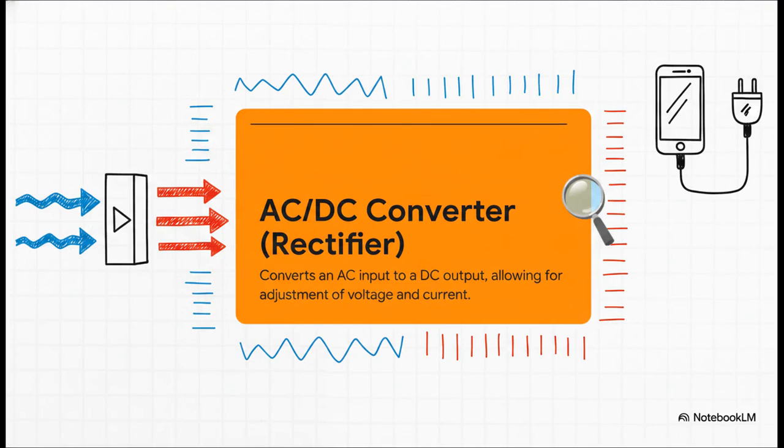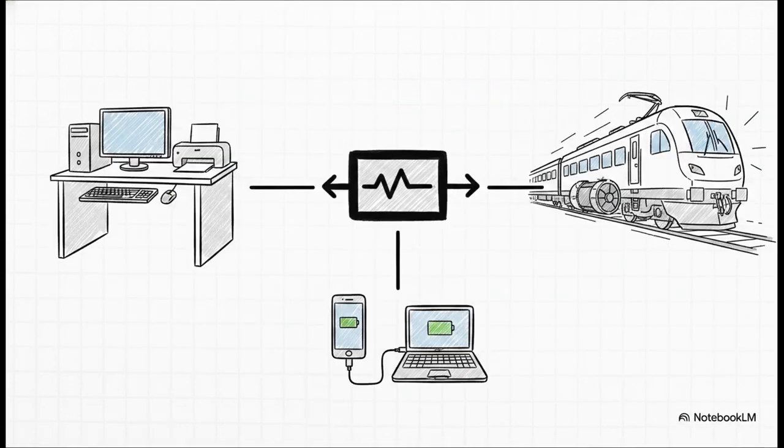First up, and by far the most common, is the AC to DC converter. You might also hear it called a rectifier. This is exactly what's inside your phone charger. The best way to think about it is like a one-way street for electricity. It takes that back and forth flow of AC current and forces it all to go in one single steady direction, which is DC. And I mean, you find these things everywhere. They're in the power supplies for your computer, your printer, you name it.